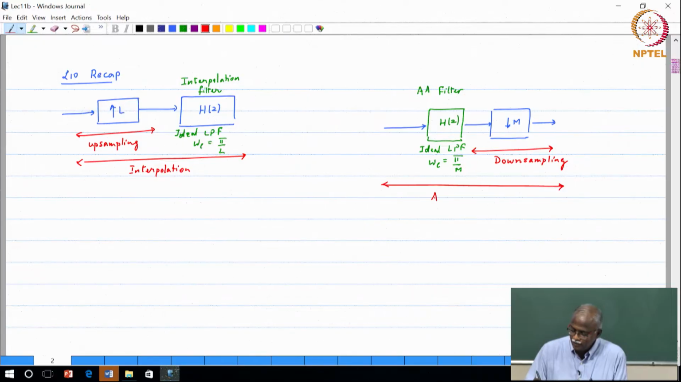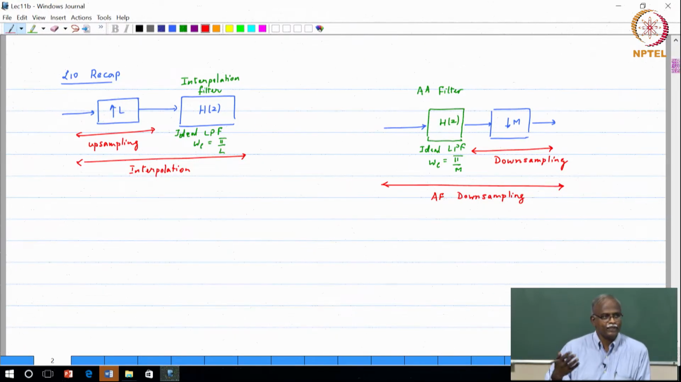That alias free comes on because you are exploiting a sufficient condition which says that if I limit my spectrum to pi over M, then this is alias free downsampling. Keep in mind that we said this is a necessary and sufficient condition for baseband signals. So, we are not dealing with the cases of band pass sampling, because band pass sampling should be handled differently.